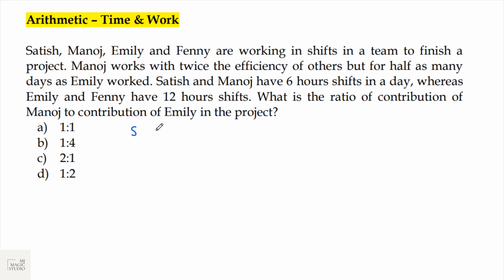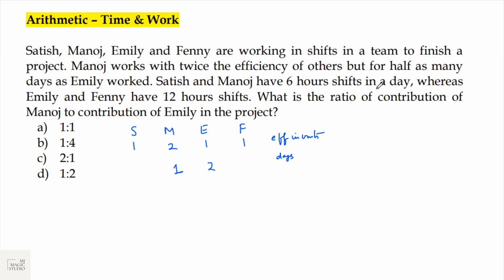Satish, Manoj, Emily and Fanny are working in shifts in a team to finish a project. Manoj works with twice the efficiency of others. That means if the efficiency of these three people is 1 unit, Manoj is producing 2 units in the given time. But for half as many days as Emily worked. So if Emily worked for 2 days, Manoj has worked only for 1 day.